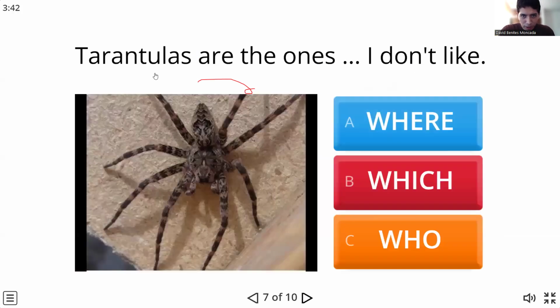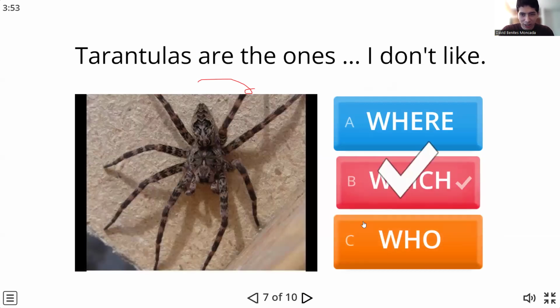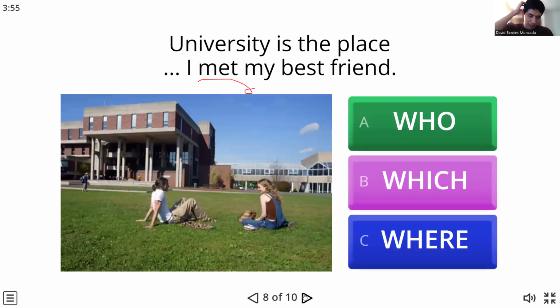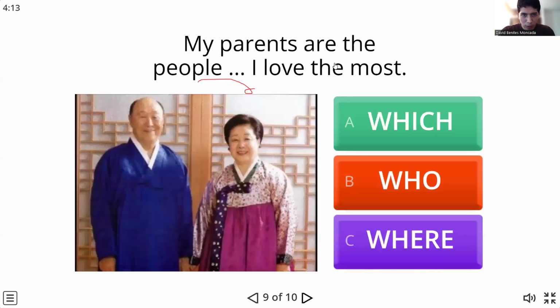Tarantulas are the ones... Who? But tarantulas are not people. Which. Yes, for animals or for things. University is a place where I met my best friend. No, who, where. Where? My parents are the people.